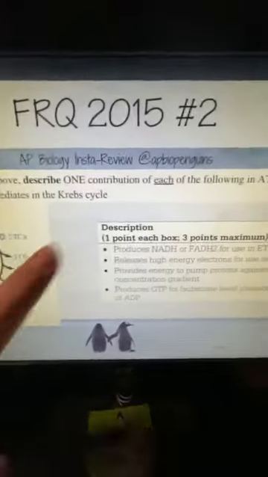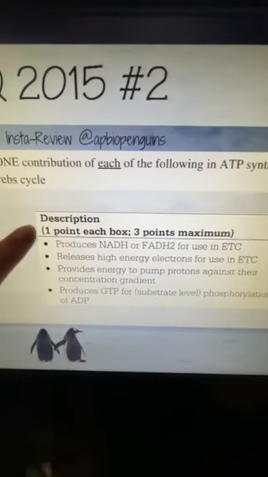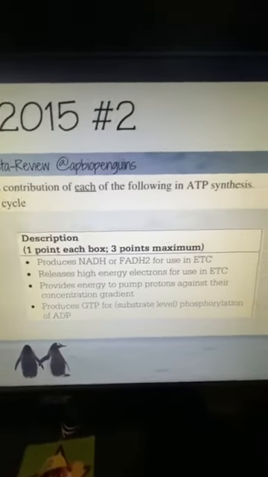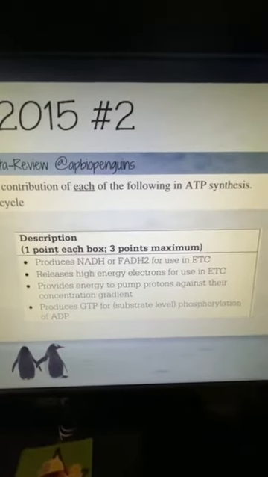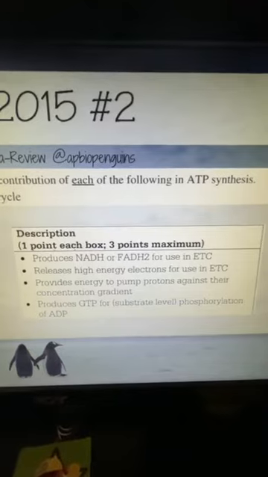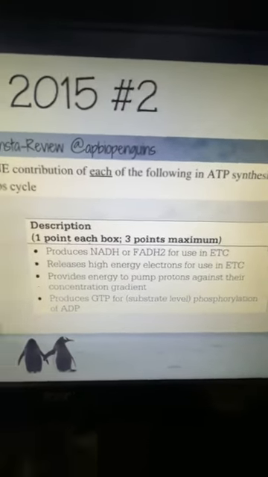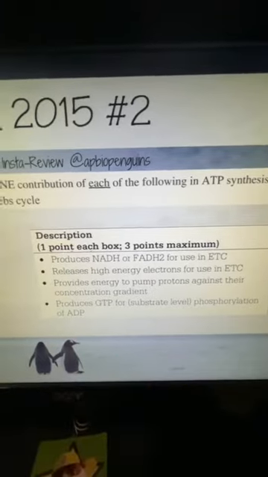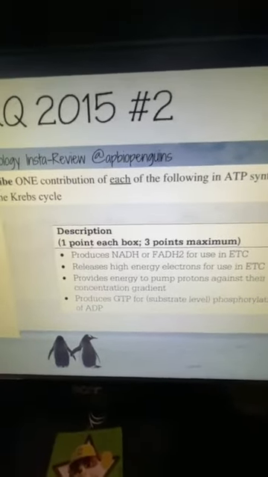Okay, so all of those are definitely things you could have producing NADH and FADH2 for the ETC, releasing high energy electrons for the electron transport chain, providing the energy to pump protons for that concentration gradient we see in the ETC, and then of course looking at GTP for our substrate level phosphorylation to make ATP through ADP.